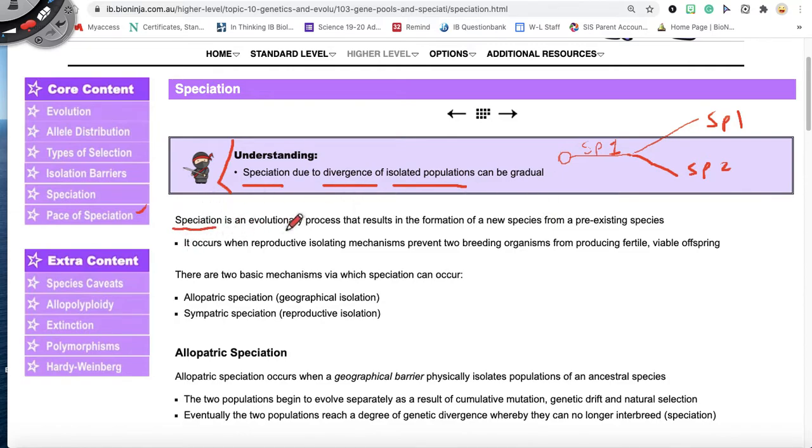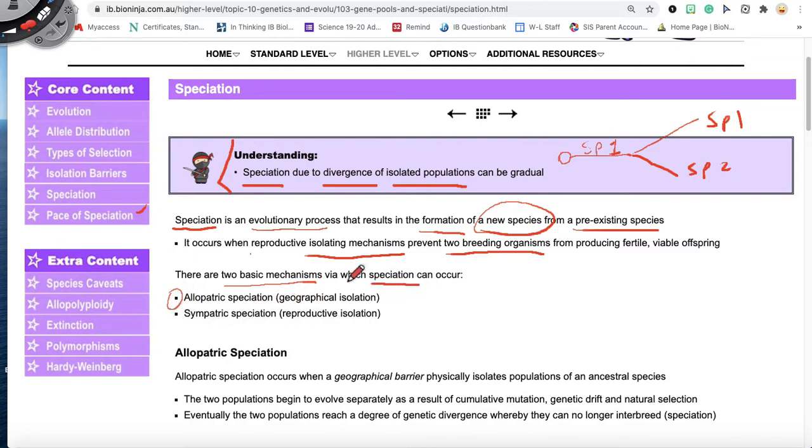So we know that speciation is an evolutionary process that results in the formation of a new species from a pre-existing species. It occurs when there is some type of isolating mechanism. It's not always a reproductive isolating mechanism, but that means that now these two breeding organisms cannot produce fertile, viable offspring. And little by little, they start becoming different species. There are two basic mechanisms by which speciation can occur, and we're going to be looking at those today.